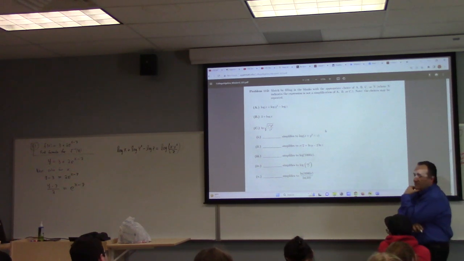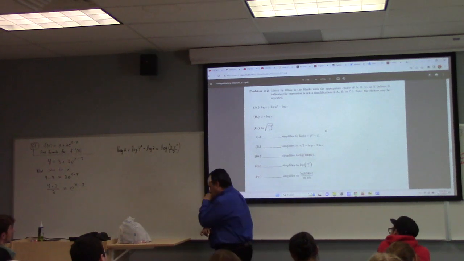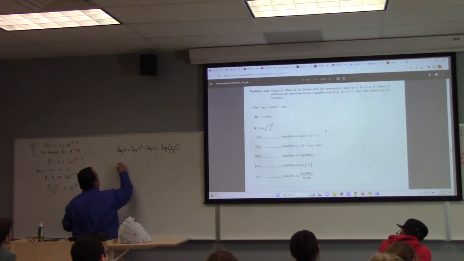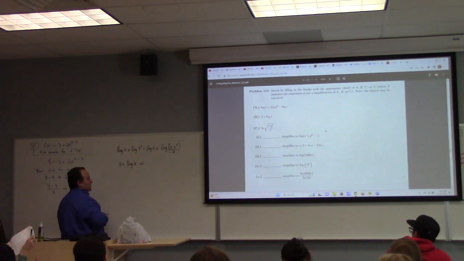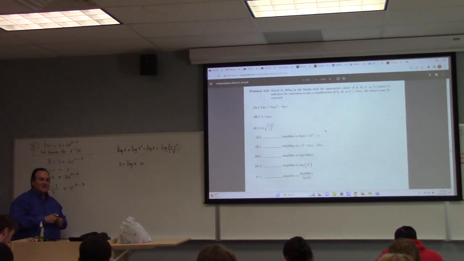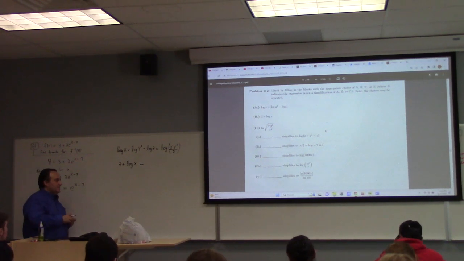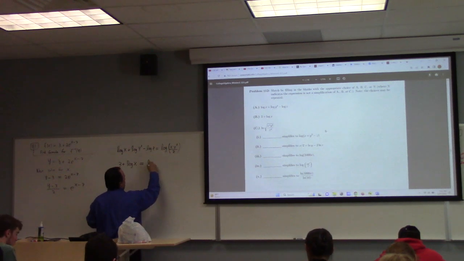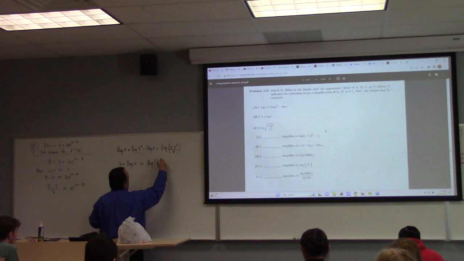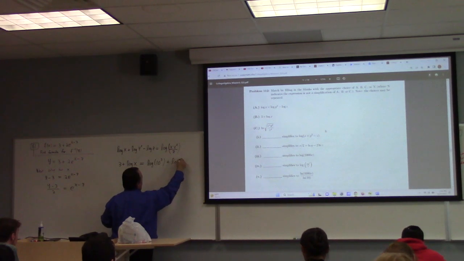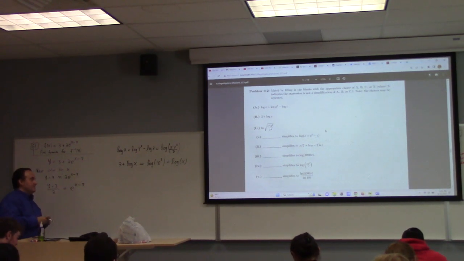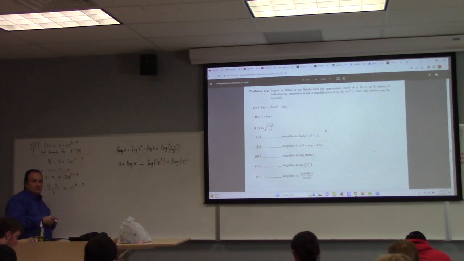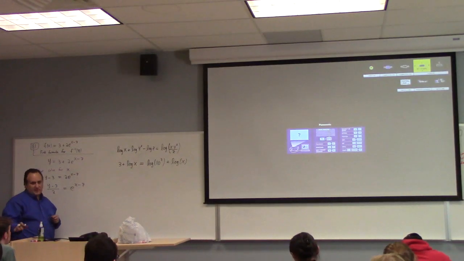How about, let's talk about 3 plus log x. Can we simplify that one? So let us use an identity. We can rewrite 3 as log base 10 of 10 to the 3, plus log x. Do we agree? So if I want to rewrite 3 as a log, that's how it goes.